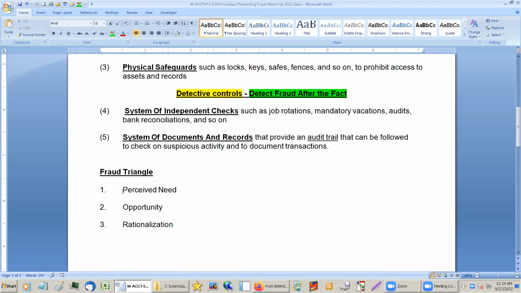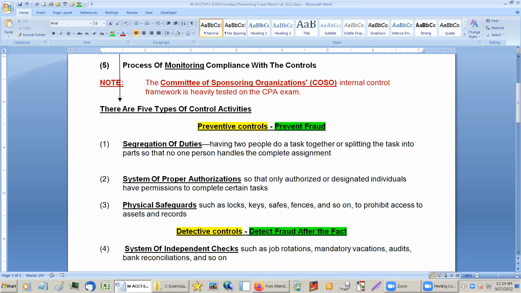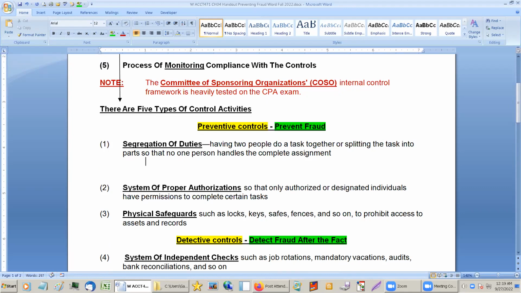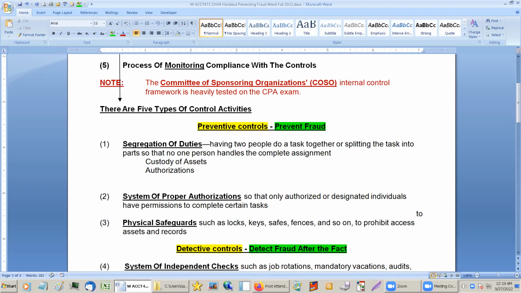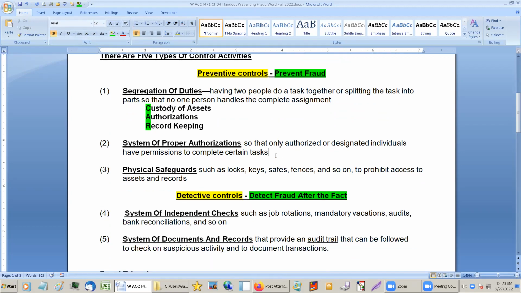Okay, segregation of duty. We've talked about this one. You remember it by CAR. So these are the three segregation of duties. You remember it by CAR. Then authorizations: a process so that only authorized transactions happen.